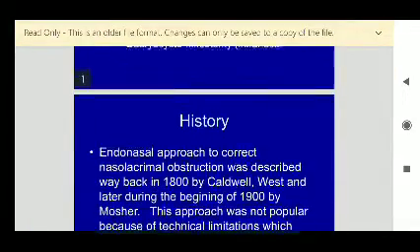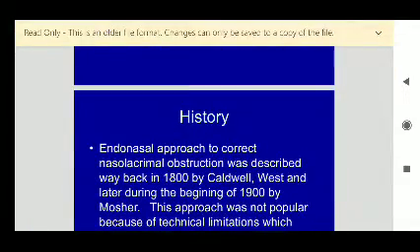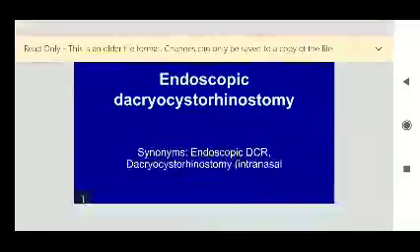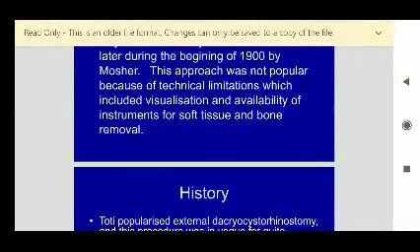Dacryocystorhinostomy. The endoscopic endonasal approach to correct the nasolacrimal duct system was described way back in 1800 by Caldwell. This approach was not popular because of technical limitations, which included visualization and availability of instruments for soft tissue and bone removal.